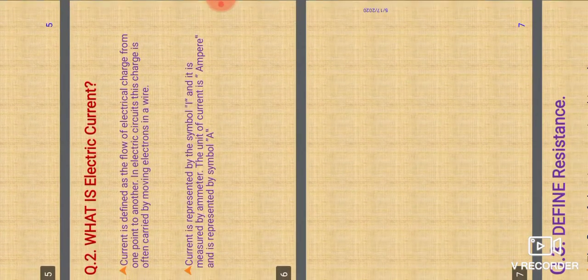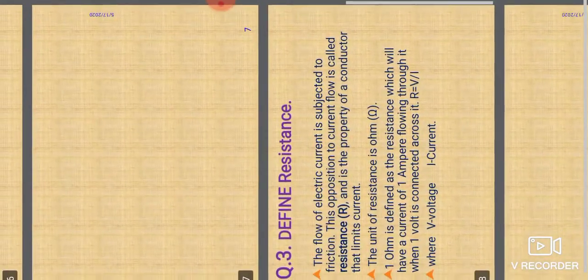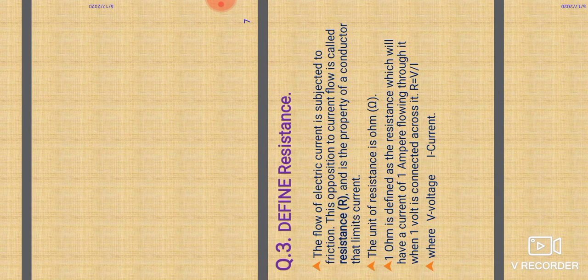Now coming to the last question, define resistance. The flow of electric current is subjected to friction. This opposition to current flow is called resistance and is the property of a conductor that limits current.